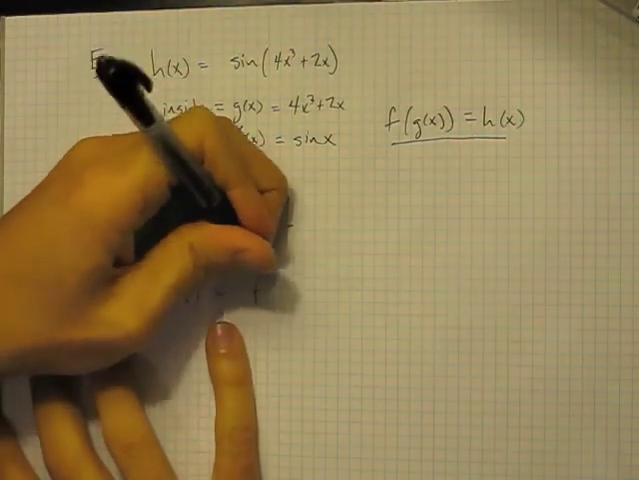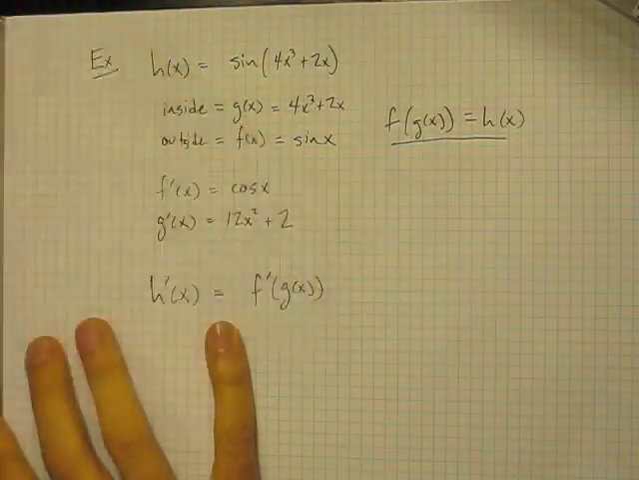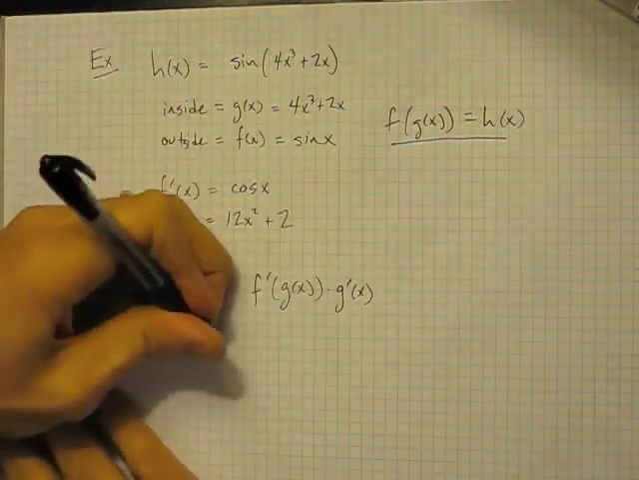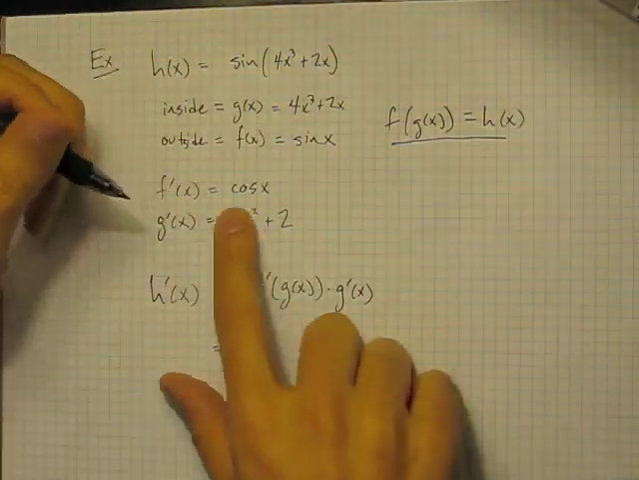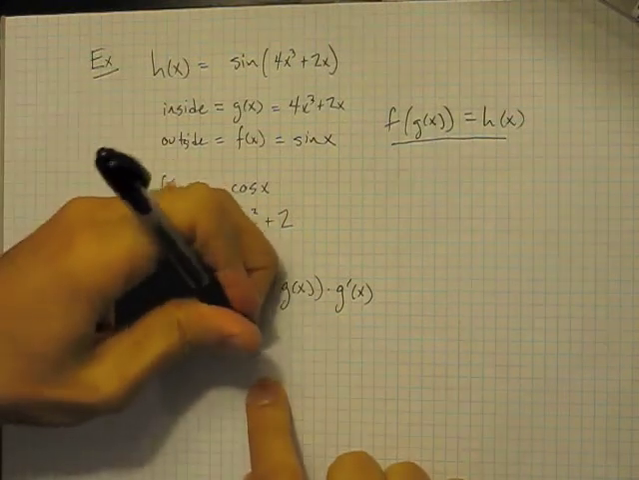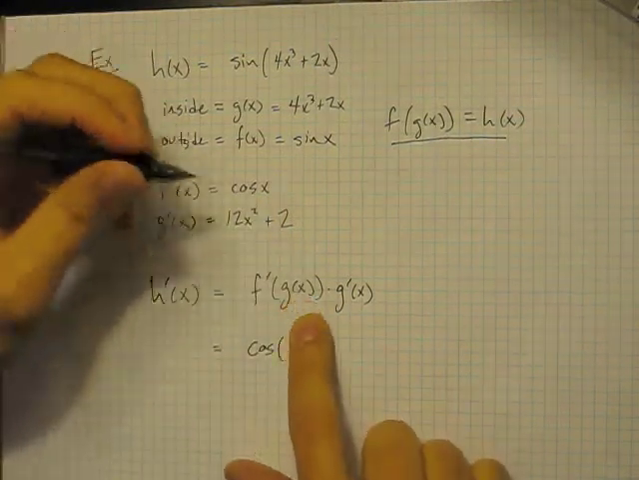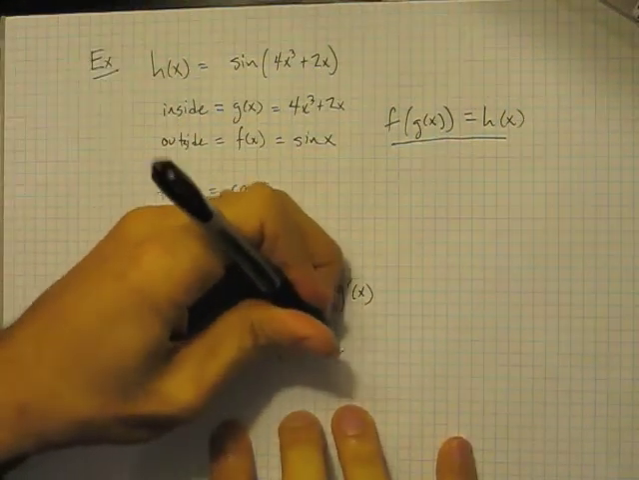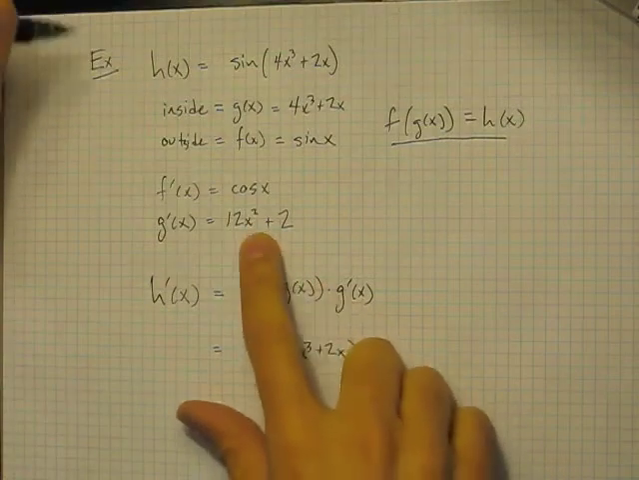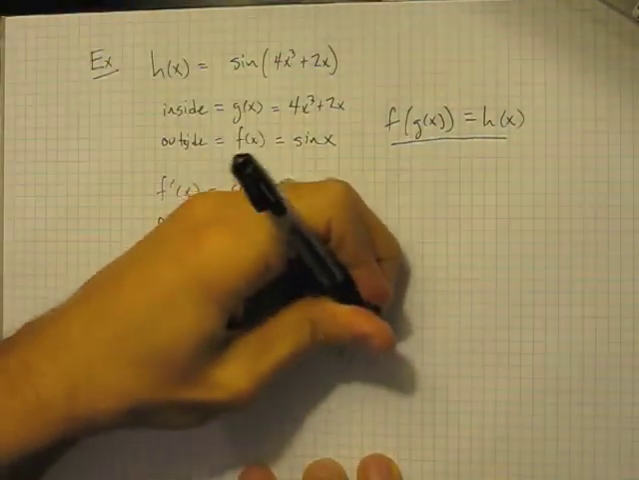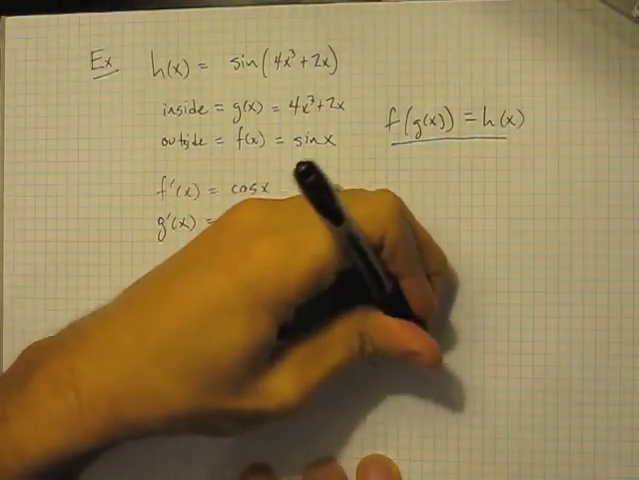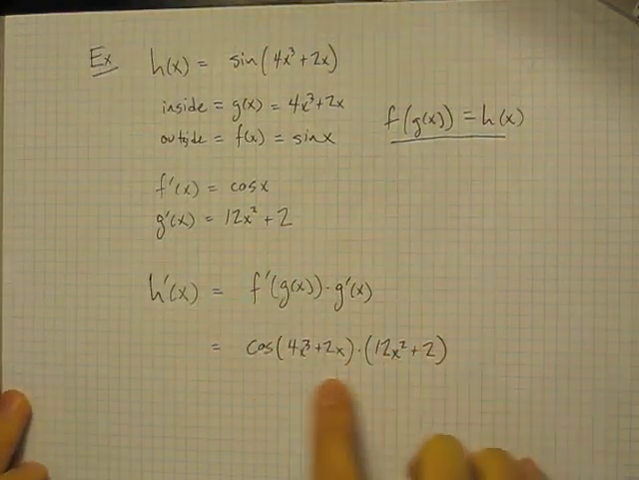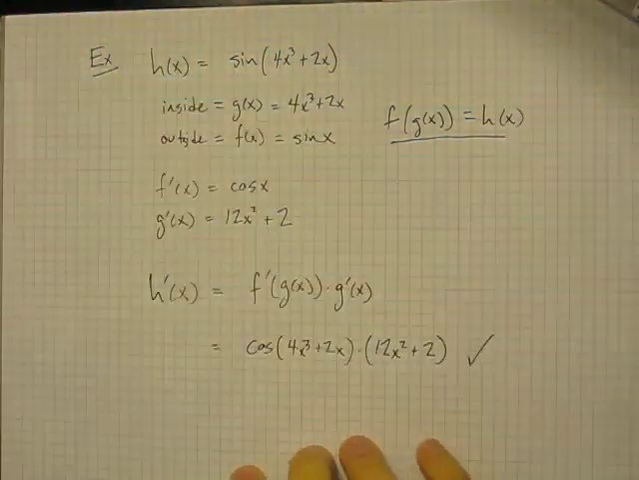It's the derivative of f with the function g inside, left alone, times the derivative of g. The derivative of f is cosine of x, so we take cosine and we plug g into it. So g is this function, 4x cubed plus 2x. And then we multiply by the derivative of g. Being careful about parentheses here, we're multiplying by the whole function g prime, so not just that, but the whole thing. And this is the answer for that.